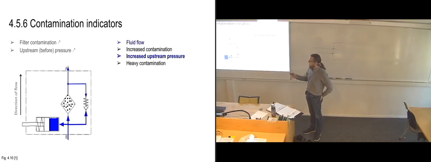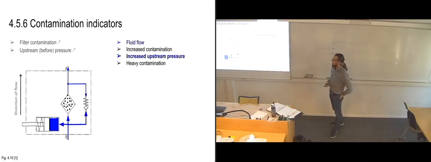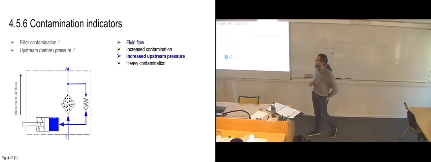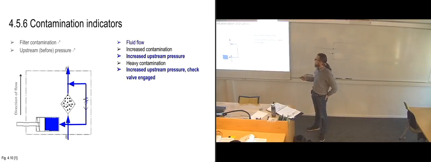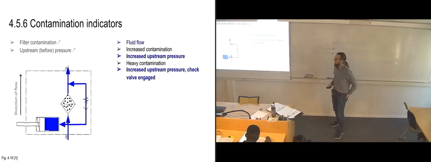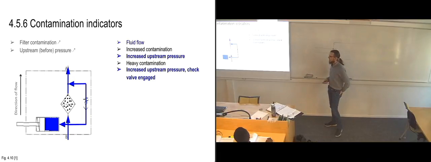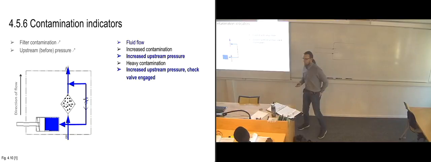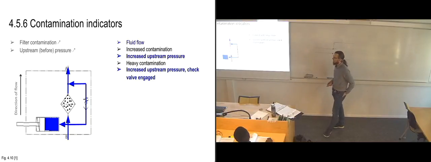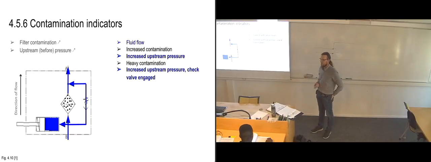So then we get much more contamination inside our filter. It's starting to get even more clogged up with contamination particles. Then we get even more pressure upstream. So now we are getting a full indication that we have a completely dirty filter here. And also the check valve has been opened up and the fluid is flowing straight past the filter. So now we have full flow going past the filter and almost nothing going through the filter. So unless the operators of the system actually check their contamination indicator, that's how the system is going to be until the filter has been changed.